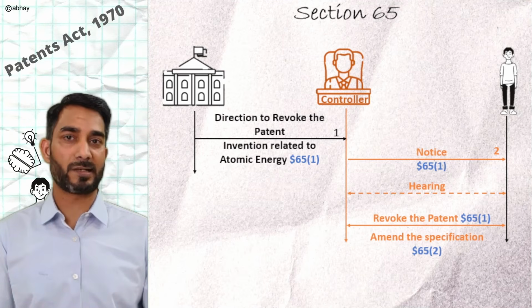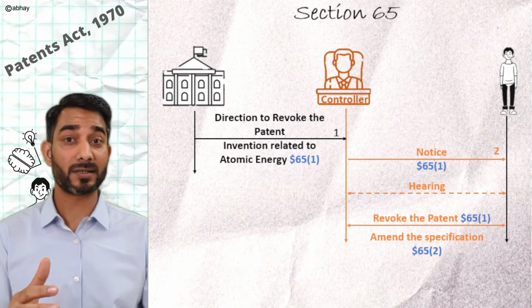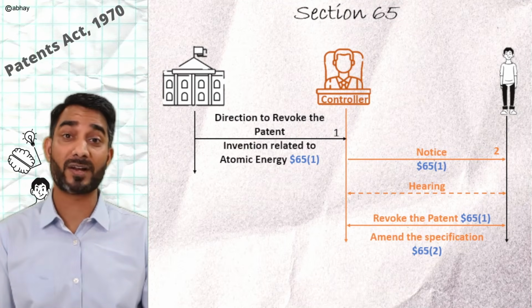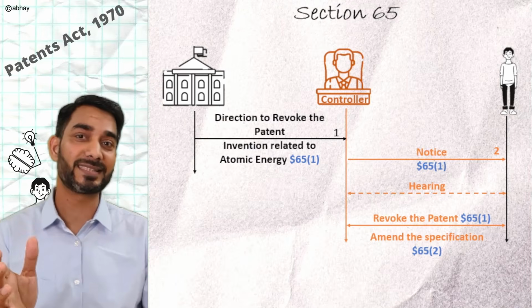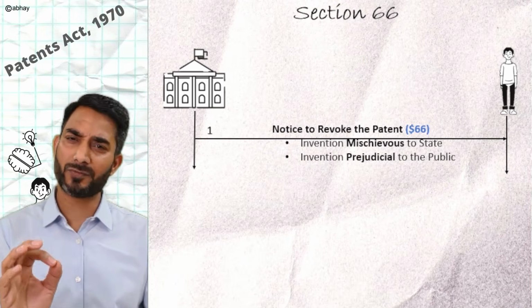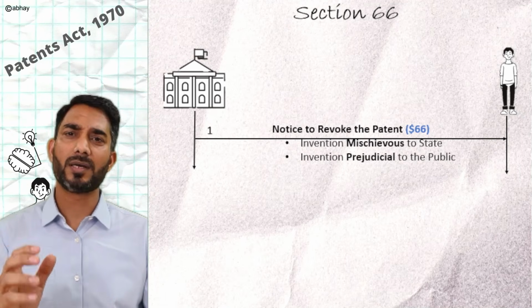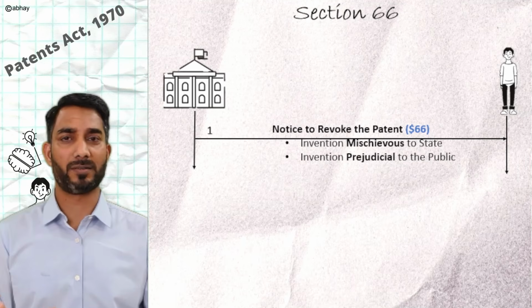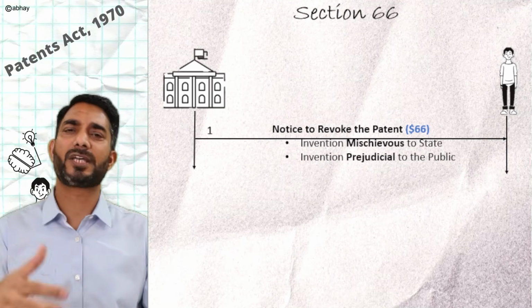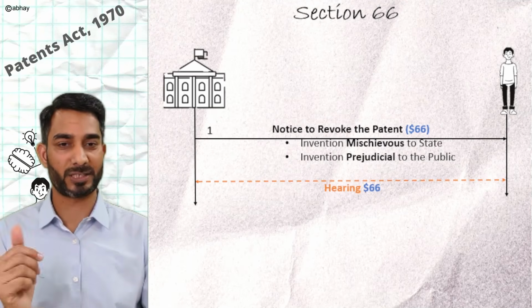We learned that the central government can approach the High Court, and the central government can approach the controller. Central government on their own also can revoke a patent as per section 66, if they are of the view that the invention as such is mischievous to the state or is prejudicial to the public as per section 3b. Here also, the central government may provide an opportunity of hearing to the patentee as per section 66.